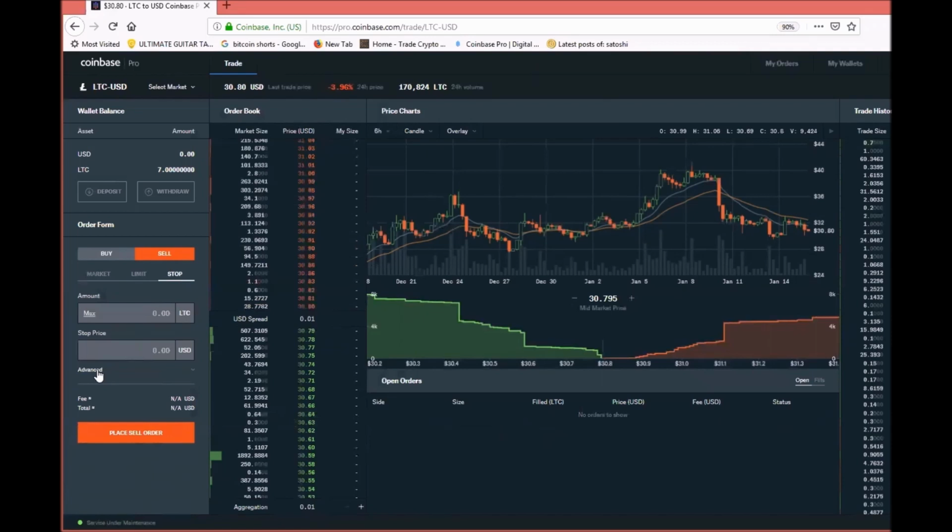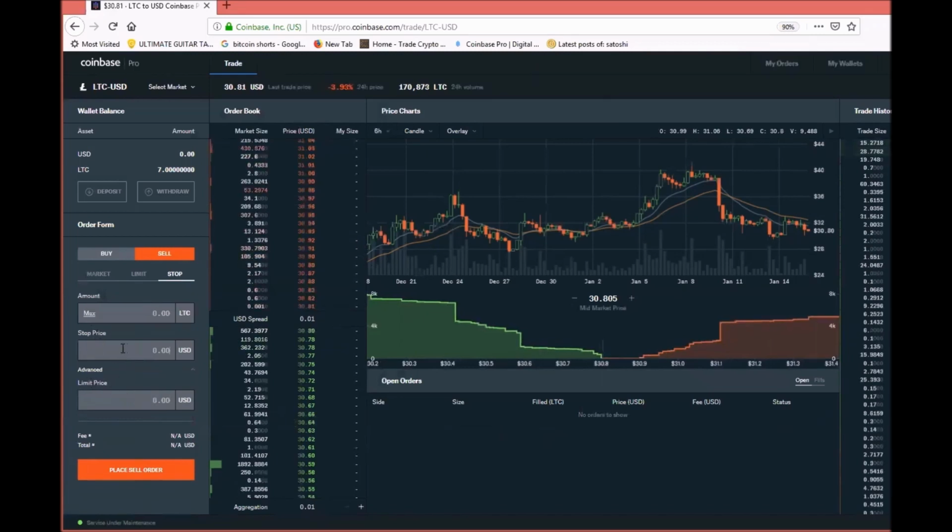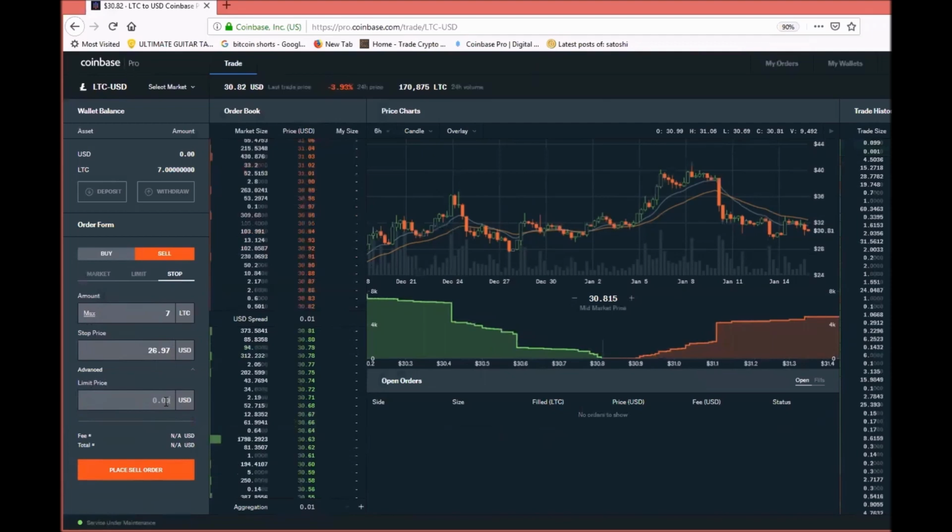But if we want to be more specific, we can cancel that basic order, and we can come over to the left-hand side under stop price and click advanced. That gives us the ability to put a limit price in. Now, the stop price is the price at which I want my order to begin to attempt to execute. And I'm going to keep it at 7 Litecoins. The limit price, by comparison, is the lowest possible price that I'm willing to let my Litecoins be sold at.